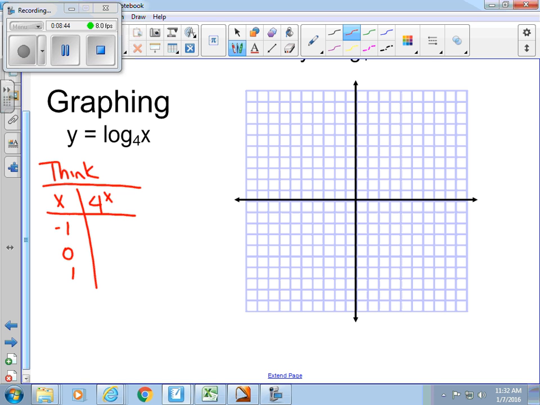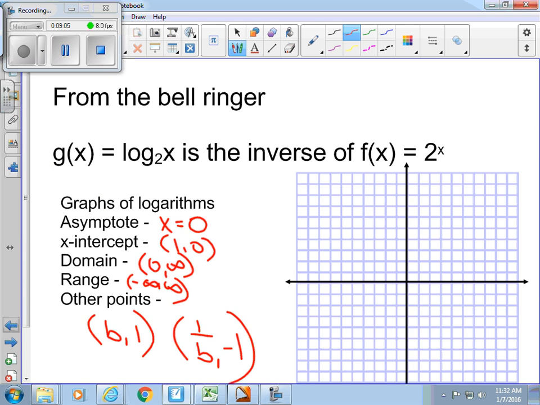So if I plug negative 1 in, I get 1/4, 1 over the base. Everyone agree? If I plug 0 in, I get 1, and if I plug 1 in, I get 4. So what's the set of points on the logarithmic graph? Switch the x and y. All the x's and y's are switched. So you remember me writing this down? You always have the x-intercept at point (1, 0), and then those 2 points are always on the logarithm.